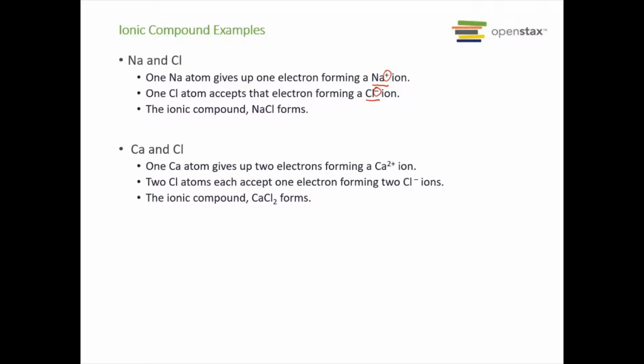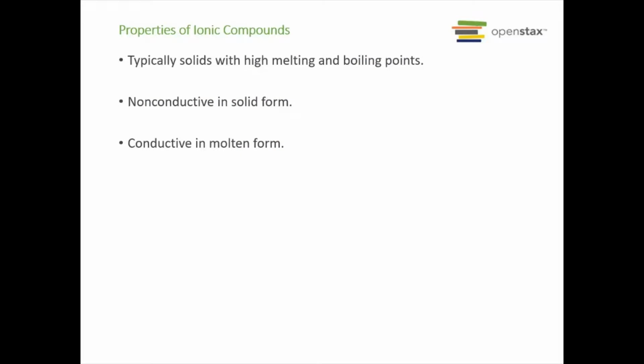Calcium and chlorine can also form a compound. Calcium likes to give up 2 electrons, so Ca2+. And we can take 2 chlorine atoms, and each one of them can take one of those electrons from the calcium. So one electron goes to one chlorine, and the other goes to the other chlorine. So now that gives us one calcium with 2 Cl's. So we have calcium chloride, CaCl2. We're going to talk more about these compounds, how to get their formulas and stuff later.